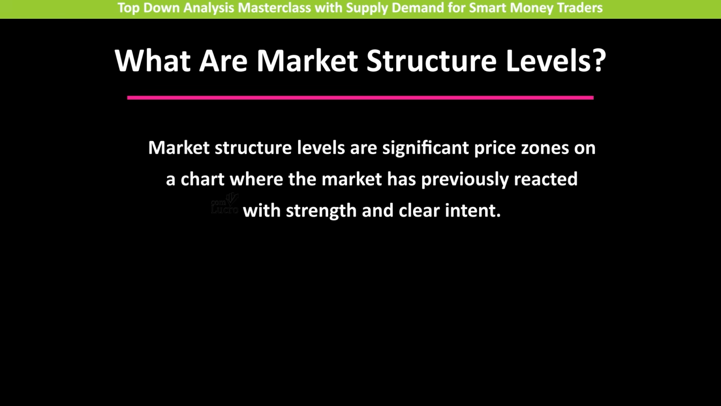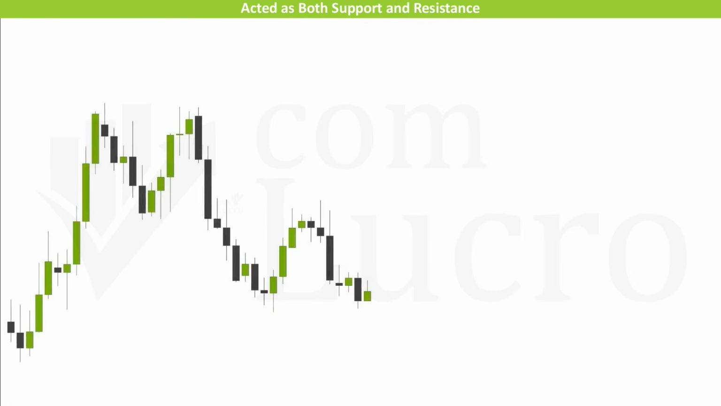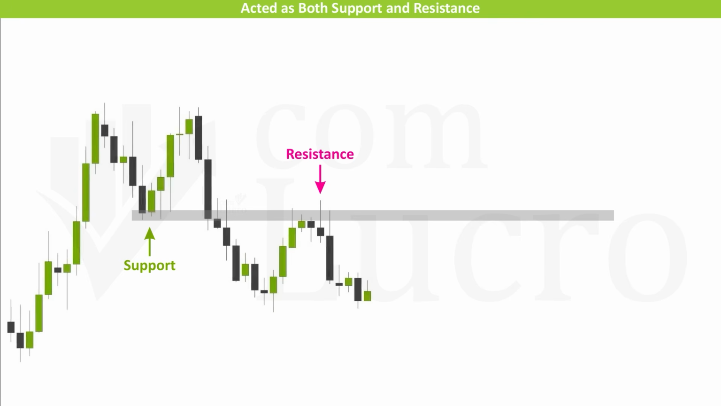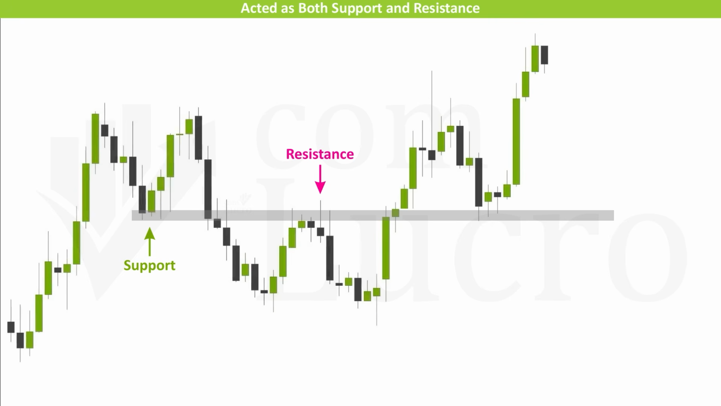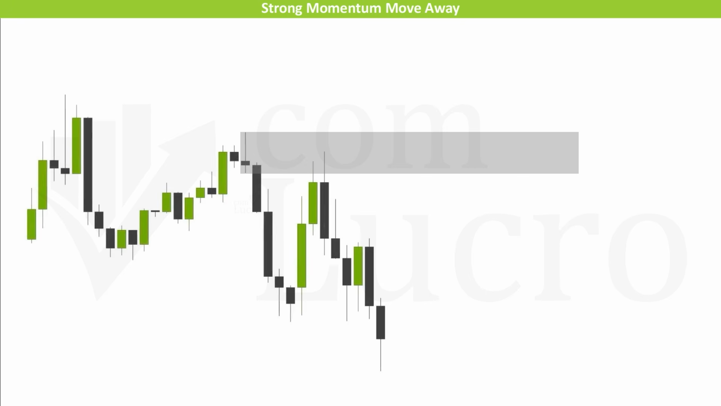Every reaction can be identified as a market structure level, but here are 5 key criteria that make a level strong. Number 1, acted as both support and resistance. When a market structure level has previously served as both support and resistance, it gains greater significance and increases the probability that price may reject it once again. Number 2, the move away was drastic. If price previously moved away from an area with strong momentum, it signals that the level carries weight and that price may react aggressively there again.